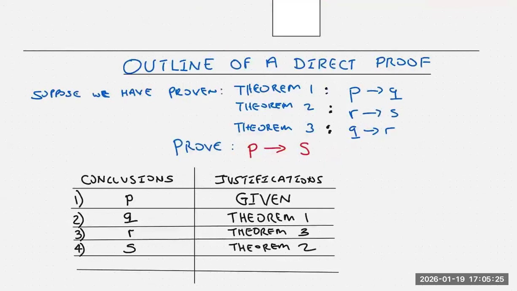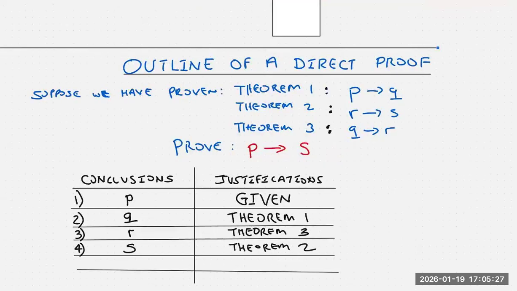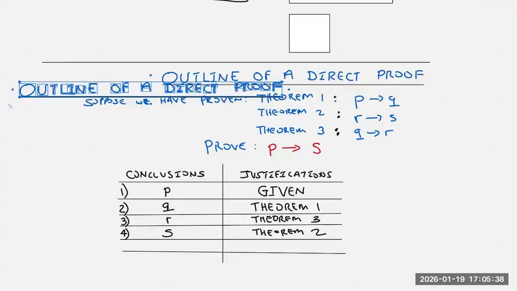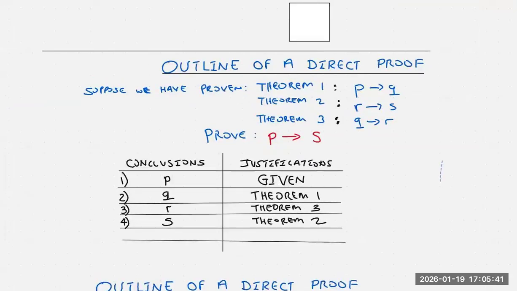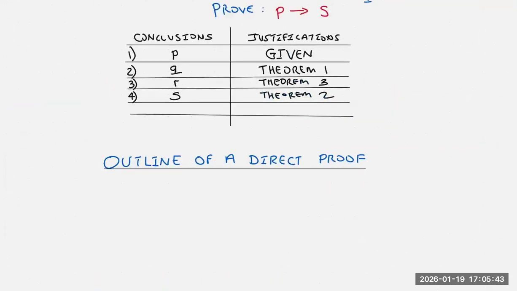Oops. Let me just get this out of the way. I like how this one looks. Let me keep it. Copy that. Outline of an indirect proof. All right.